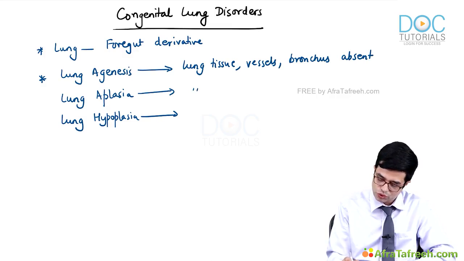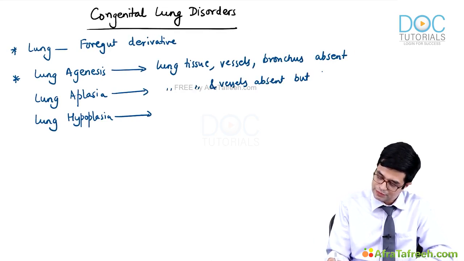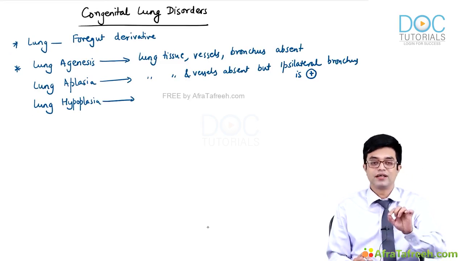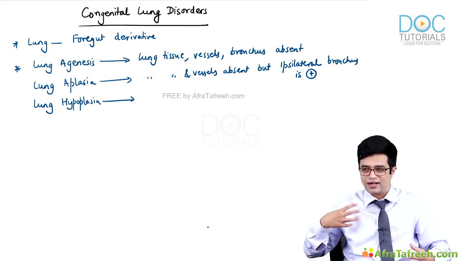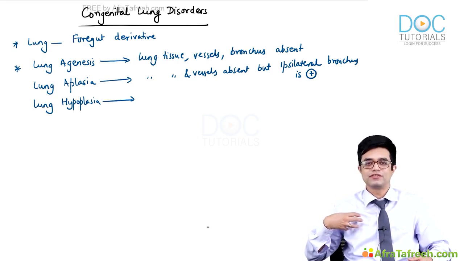If lung tissue and vessels are absent, but the ipsilateral, that is same-sided bronchus is present, we call it lung aplasia. So you will have bronchus. Imagine I say right lung agenesis. So right lung agenesis, what will it be?